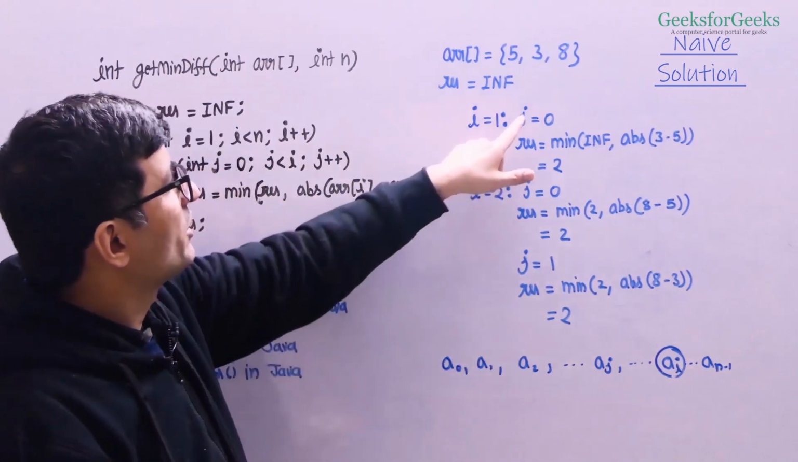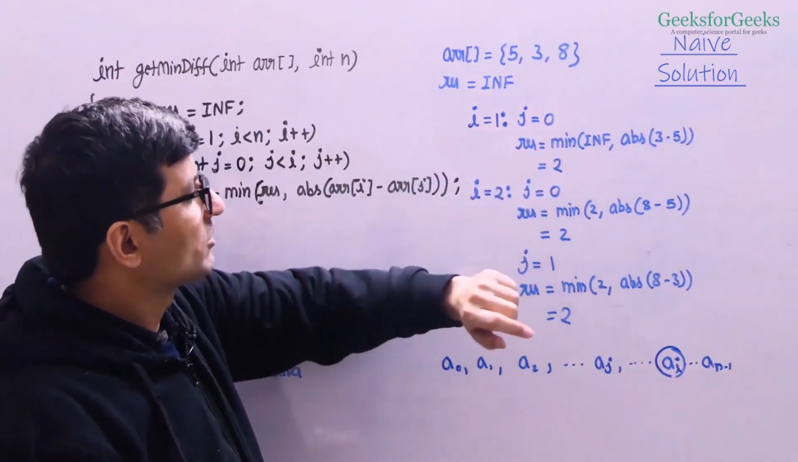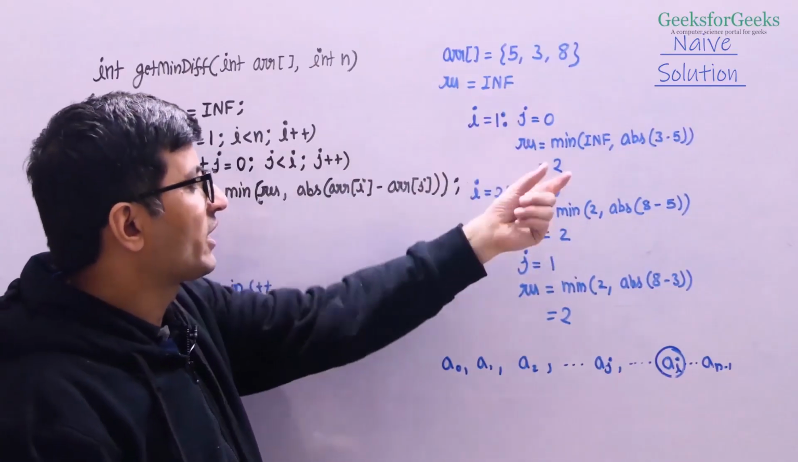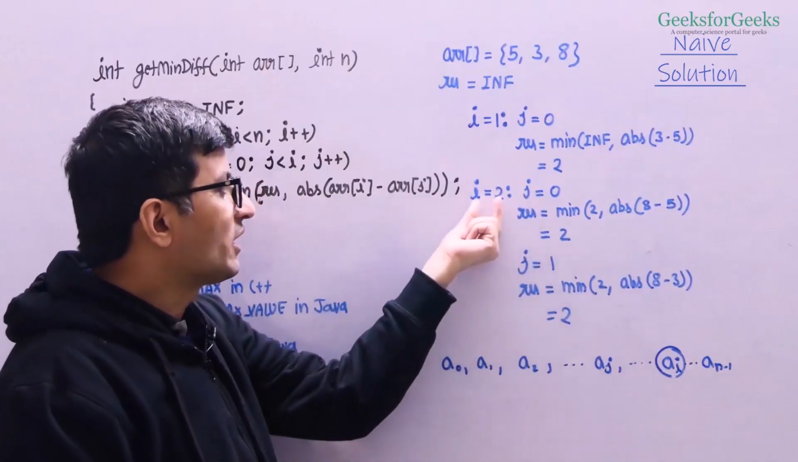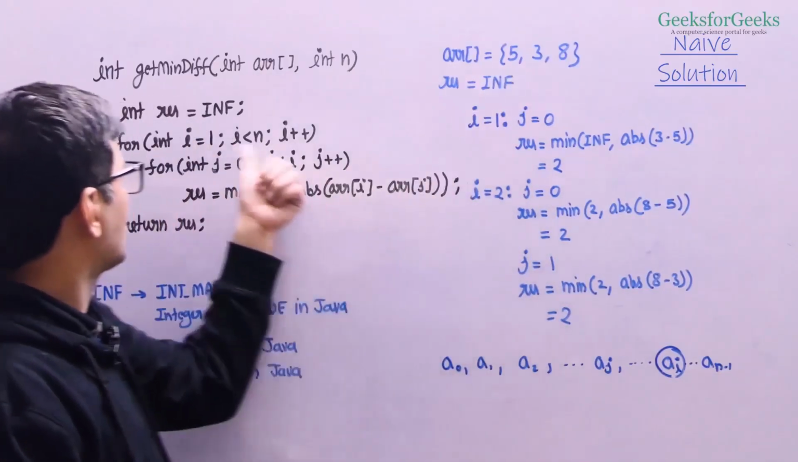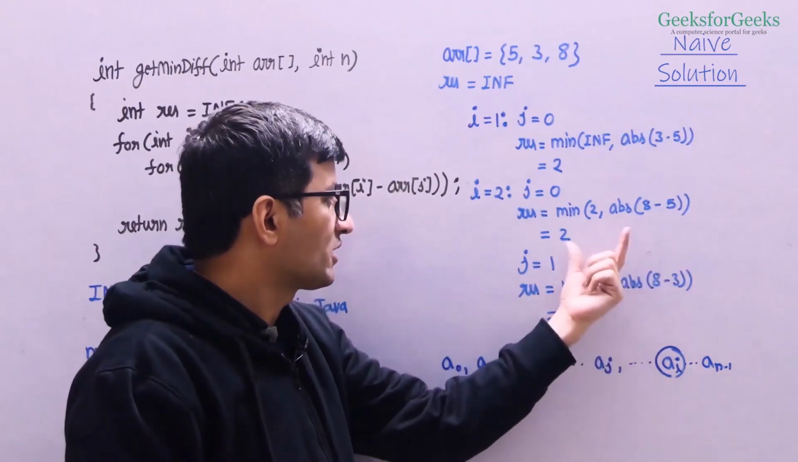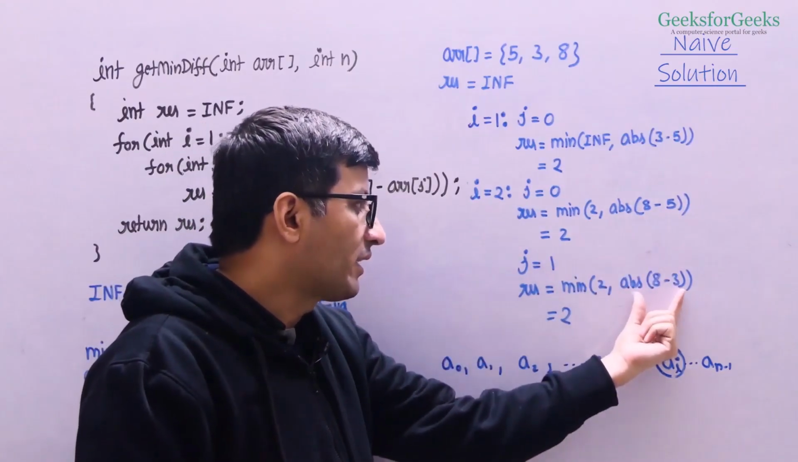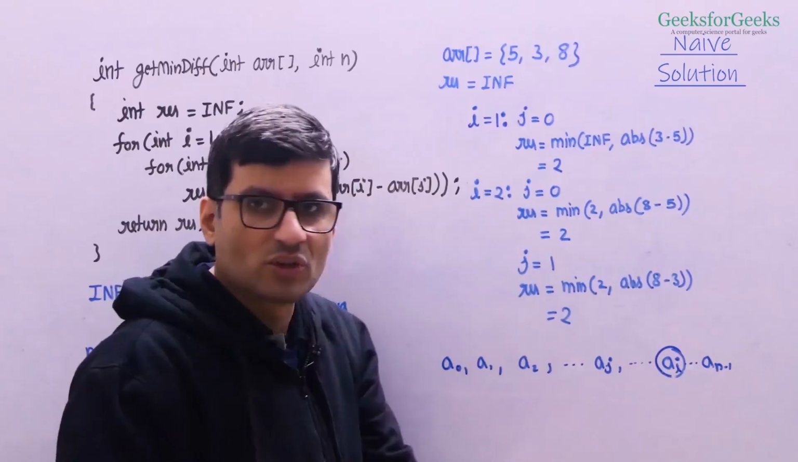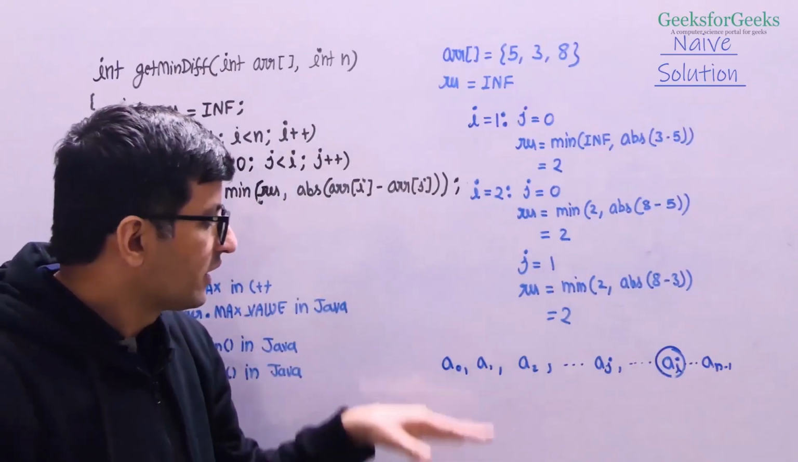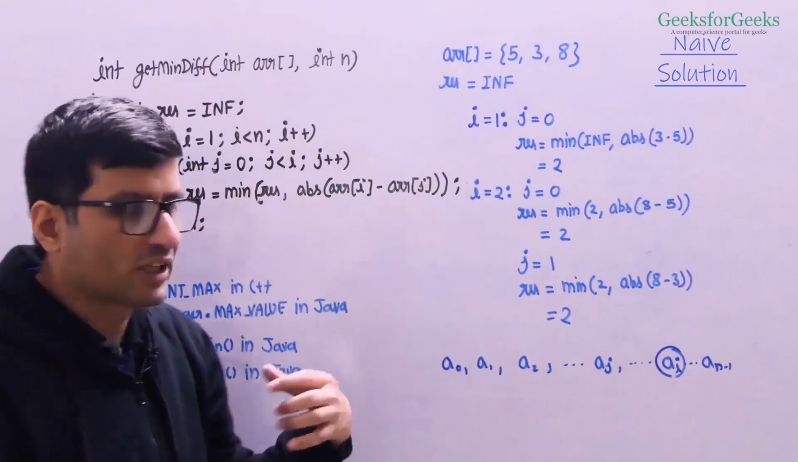So if i is 1, we are going to run for j equal to 0. Initially result is infinite, it's updated to 2. Then for i equal to 2, we run two iterations of the inner loop for 0 and 1 and we get the differences as 3 and 5. So they are greater than 2. We don't update result. At the end, we have result 2 only and we return the result.